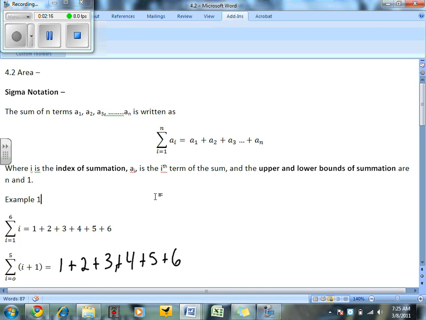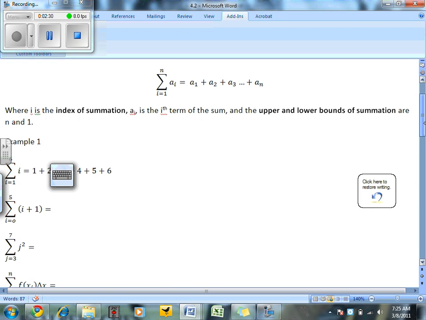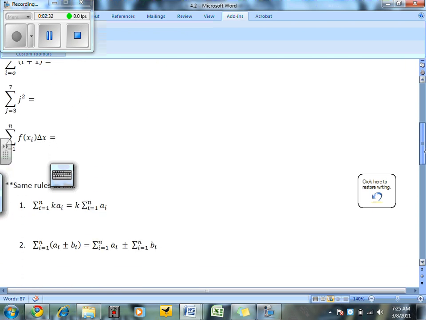Okay? Now notice there are multiple ways. This down here is actually the same as this. There are multiple ways to write summations. Those are just two different ways to write that same summation, just with different upper and lower bounds. All right. Moving on here.